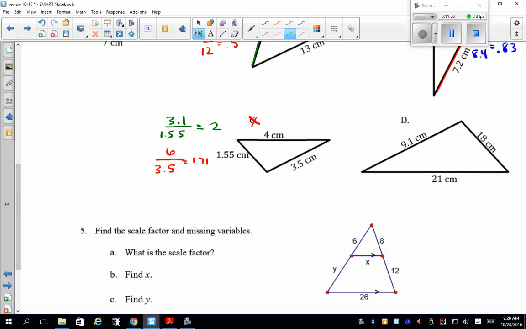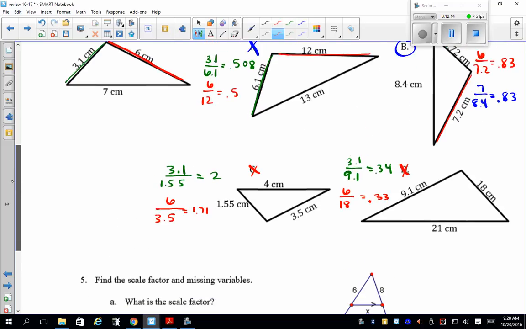And then D, 3.1 over 9.1 gives me 0.34. And 6 over 18 gives me 0.33. These are close, but they're not exactly the same, so D is not my answer choice either. Okay, so the correct answer is B.